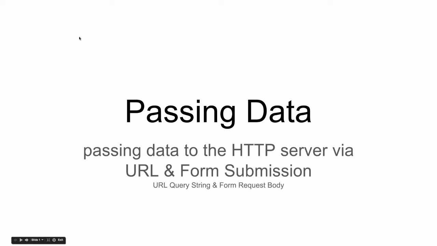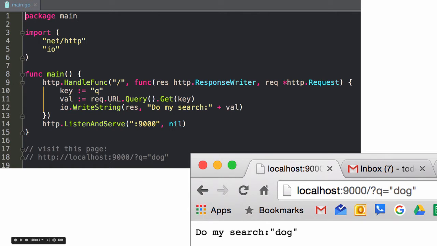Passing data. So passing data to the server via the URL or from form submission in the body. So the URL query string and form request body. When somebody submits a form, the get method will pass it through the URL, and using the post method will pass it through the request body. I remember that because get is 3 letters, and URL is 3 letters, and post is 4 letters, and form is 4 letters. So let's take a look at the URL query string.